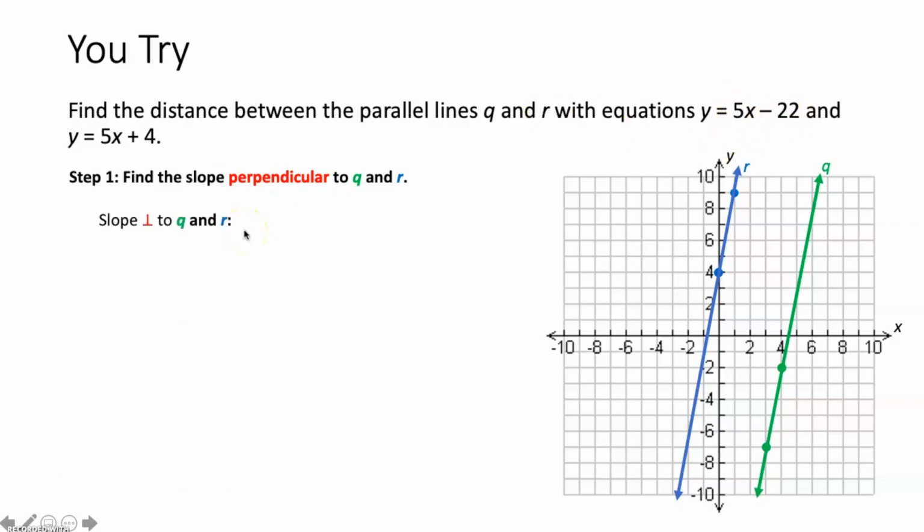So, m is our slope, that's 5. What's the slope perpendicular to 5? That would be the opposite reciprocal of 5. Opposite means you change the sign, so it would be negative. Reciprocal means you flip the fraction, so instead of being 5 over 1, it'll be 1 over 5. So opposite reciprocal of 5 is negative 1 over 5.